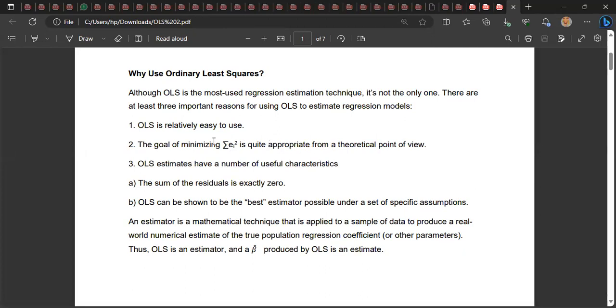This is quite appropriate from a theoretical point of view. The thing is, your OLS basically minimizes the sum of squares of your residuals, which is why we call it the ordinary least squares. Least is the smallest, so it basically limits that. And I'm going to explain why that has to be the case.